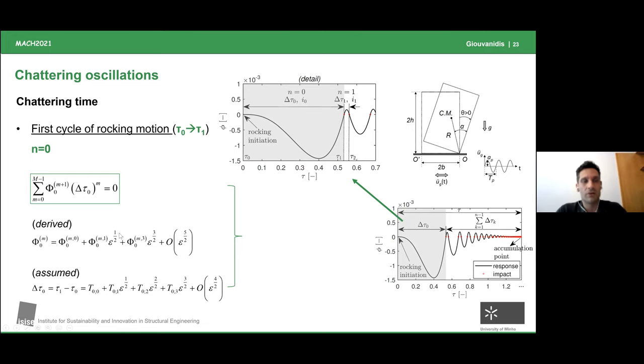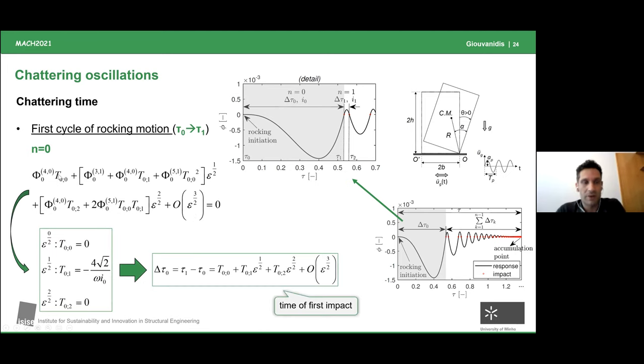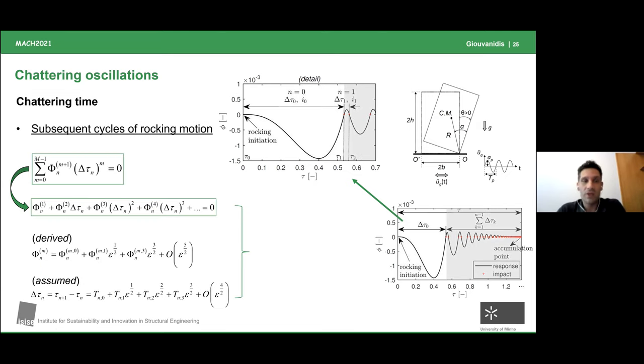And we assume that the time interval follows this form. And after we substitute these two equations in the first, we have a hierarchy of equations with respect to the variable epsilon, as you can see here. And if we solve each one of them separately, we have an estimation of the time interval between zero and the first impact. Or if you like, we have an estimation of the first impact tau one here. So this is the main goal. The main goal is for each cycle of rotation to estimate the time of impact and then substitute in the main equation. We do exactly the same thing for the rest of the impacts.